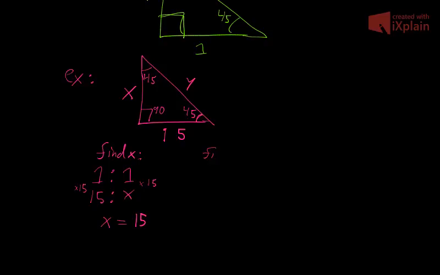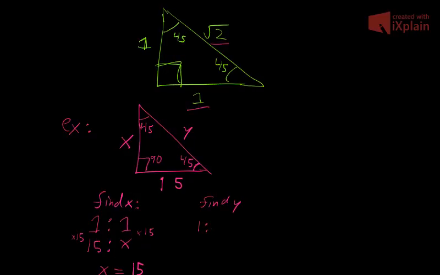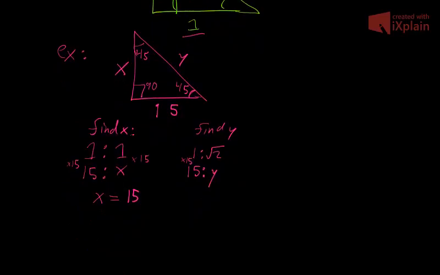If I want to find Y, we do the same thing with our base triangle. This can be 1 and square root of 2. So I know that 1 to the square root of 2 is going to be the same as 15 to Y. So I have to multiply 1 by 15 to get 15. So square root of 2 times 15 is going to be Y. I have Y equals square root of 2 times 15. I know we haven't done much with square roots yet, so I would just leave it as square root of 2 times 15. That is, in fact, as simple as it gets. You cannot simplify that anymore. So if you have a square root times something, just leave it there. You're good to go.